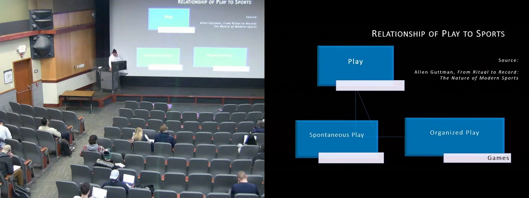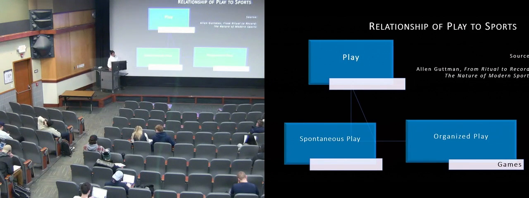Professor Alan Gutman began by dividing play into spontaneous play and organized play. He called the latter games. Spontaneous play might just be running around the backyard or splashing someone with a hose when you're washing the car. Organized play has rules. But even though they have rules, as we've just seen, games like tag or hide and seek or cops and robbers are still play.